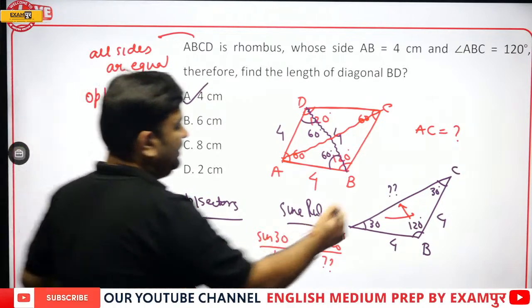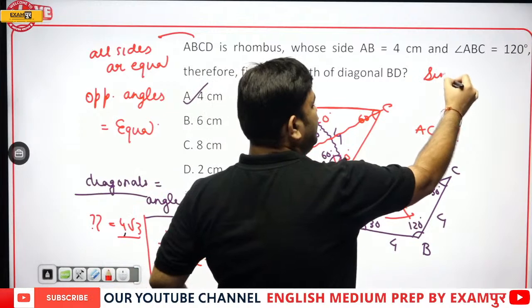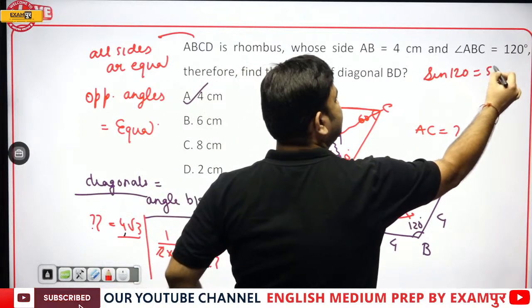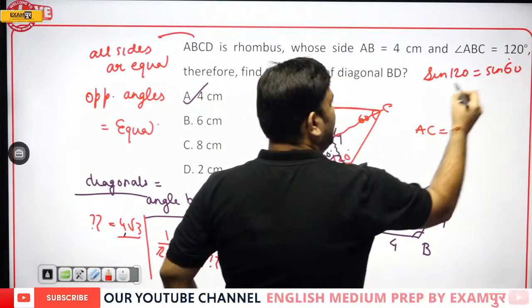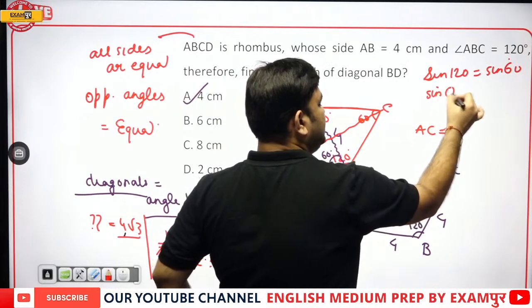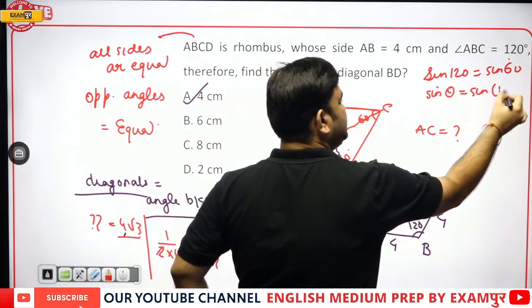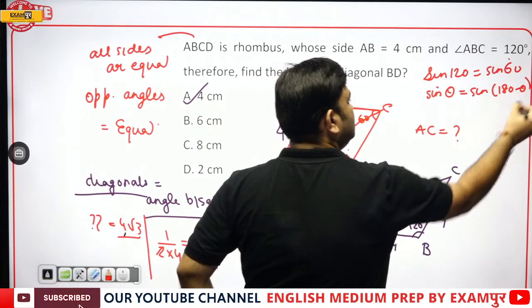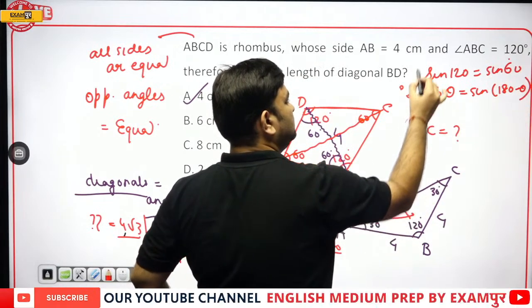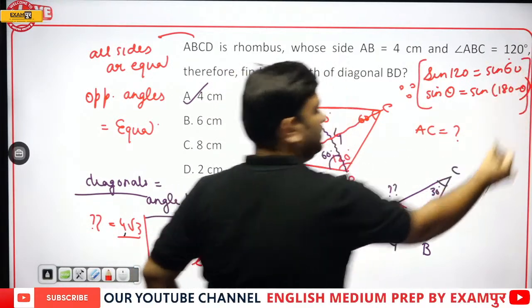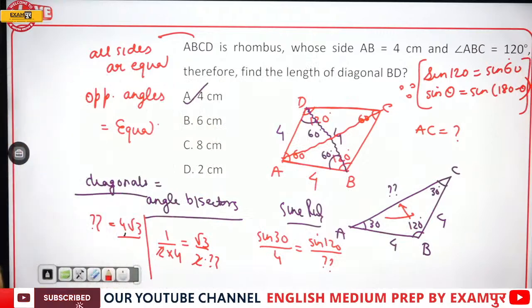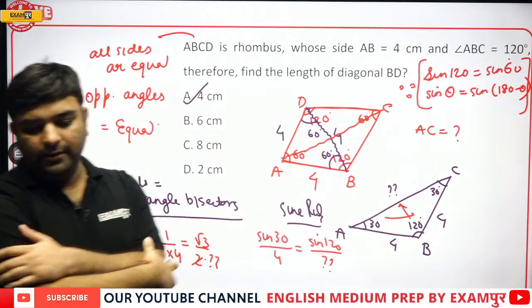So what is the property I've used? That sine 120 is equal to sine 60, by the property sine theta is equal to sine 180 minus theta. Clear, guys? Okay.